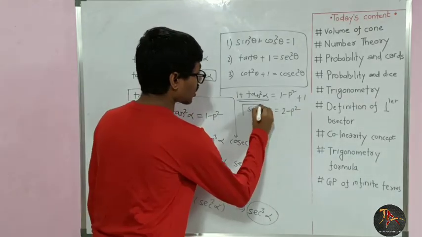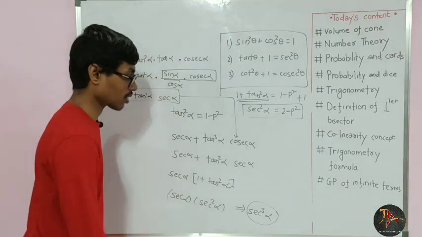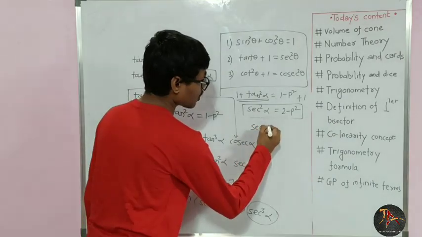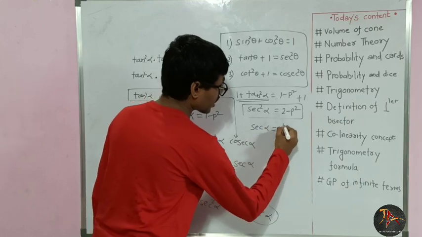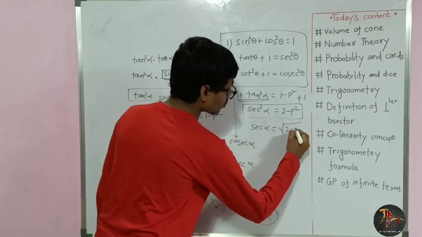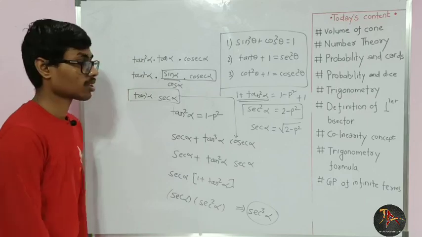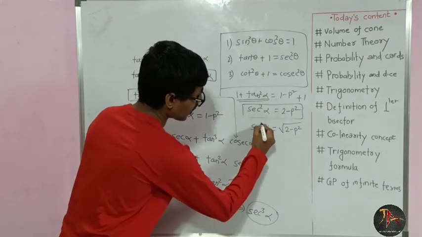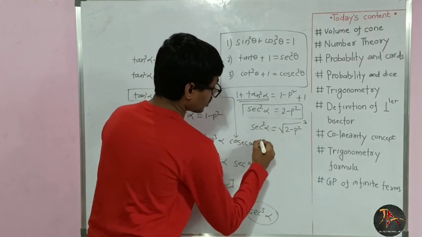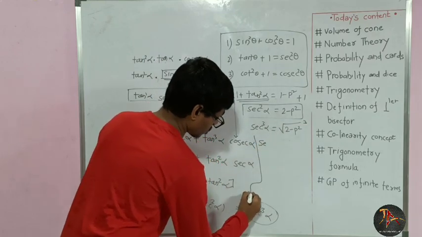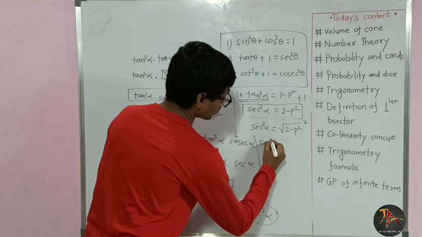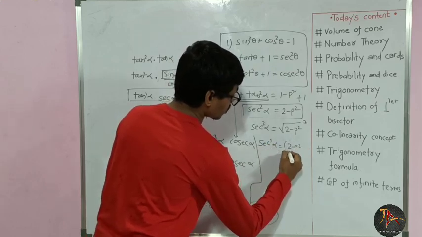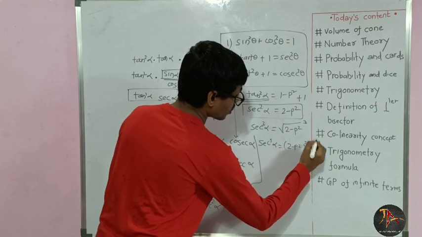So secant square alpha is 2 minus p square. We have to find secant cube alpha. Now if I take the square root on both sides, then I will get secant alpha is equal to the square root of 2 minus p square. If I cube on both sides, then I will get secant cube alpha is equal to (2 minus p square) whole power 3 by 2.